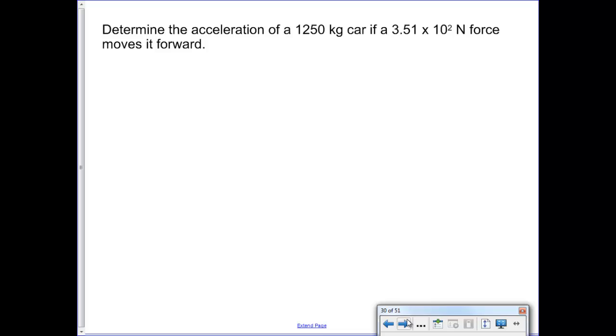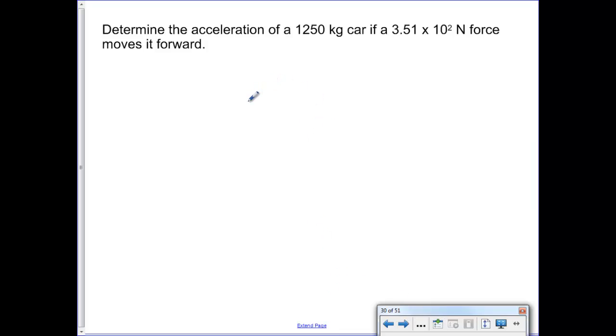So let's do a couple examples. You've got a car, and I tell you how much force the engine is able to move it forward with. So you have a 1,250 kilogram car. You apply about 351 newtons worth of force. Can we figure out its acceleration? And yeah, this is going to be the net force.